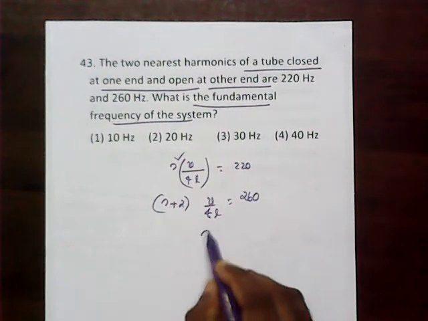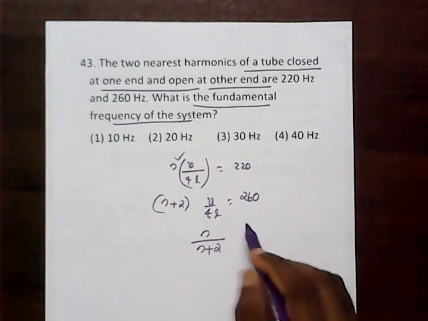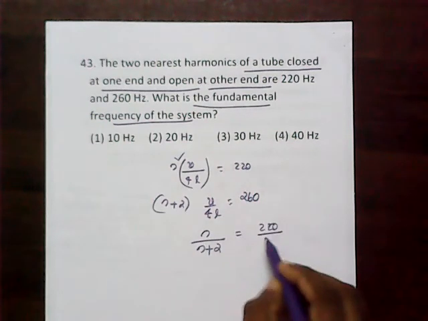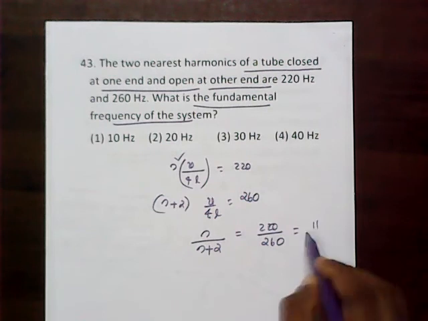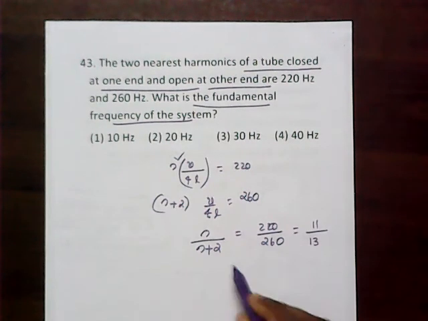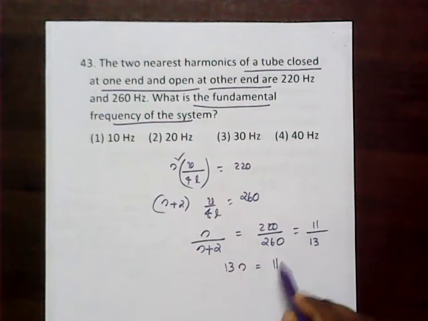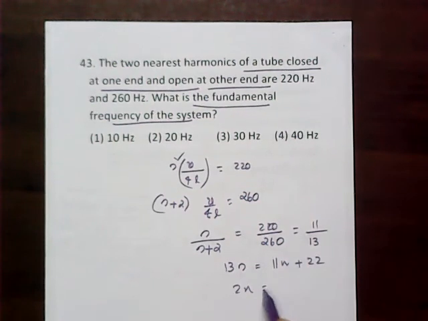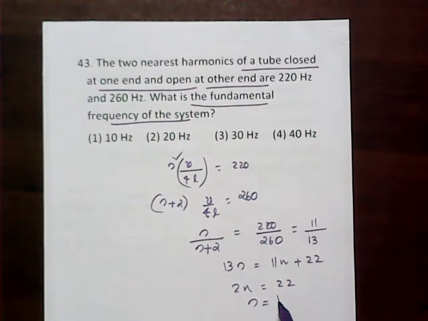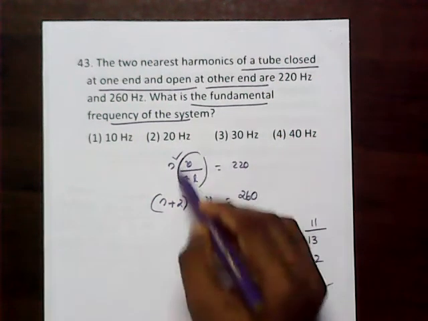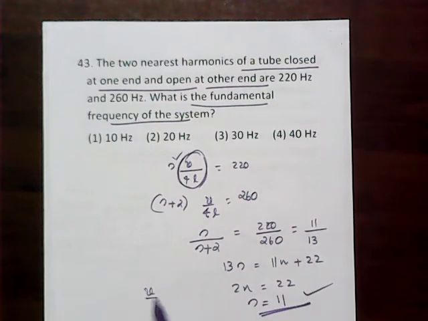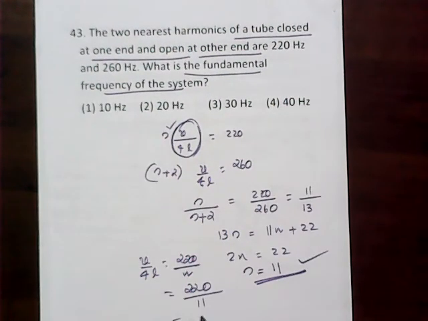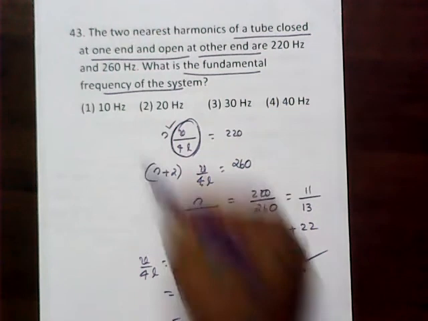Then on division, n by n plus 2 is equal to 220 by 260, which is equal to 11 by 13. Crossing, 13n is equal to 11n plus 22. So 2n is equal to 22, so n equals 11. If n is equal to 11, then we need to find the fundamental frequency. V by 4L is equal to 220 by n. Here 220 by 11 is equal to 20 hertz. A good question, good question.